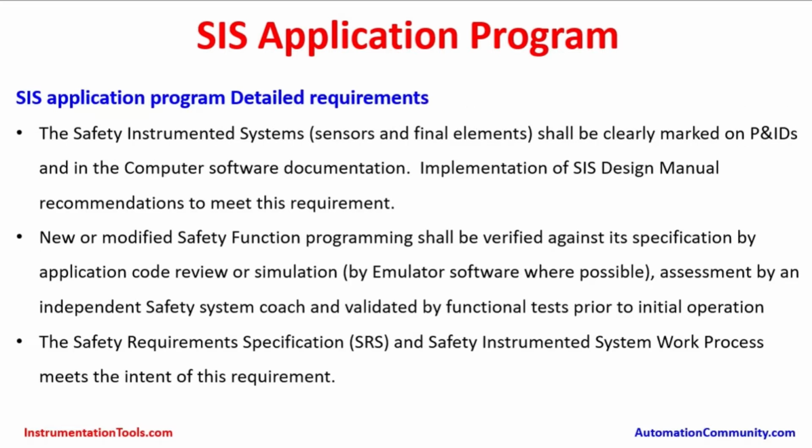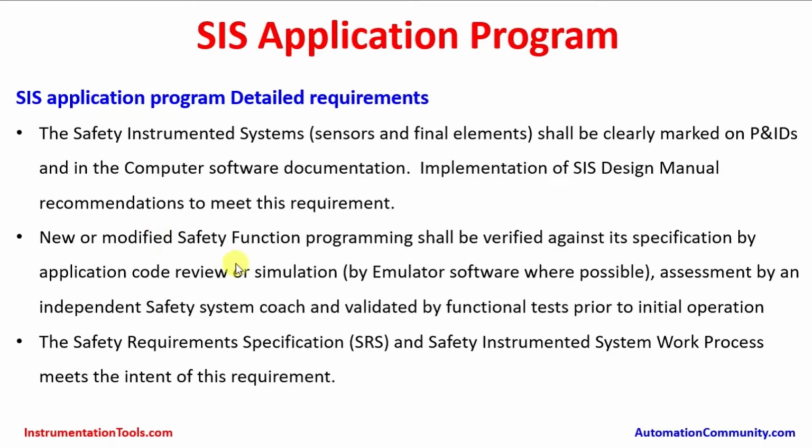SIS application program detailed requirements. The safety instrumented system sensor and final elements shall be clearly marked on the P&IDs and in the computer software documentation. Implementation of SIS design manual recommendations to meet this requirement, because piping and instrumentation diagram is a basic drawing for understanding the plant and how the piping is connected and what are the instruments available across the piping, and there could be some additional layout drawings, plot plan view, everything. So the P&ID will have a clear idea for the operations and maintenance engineers for understanding the process.